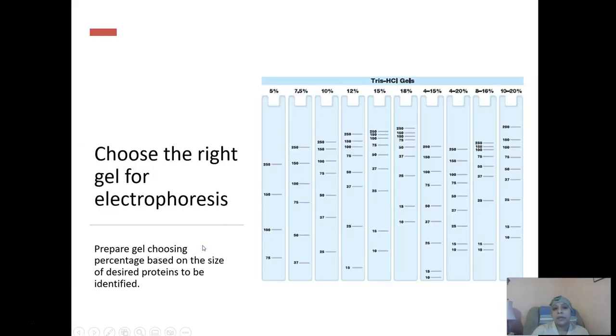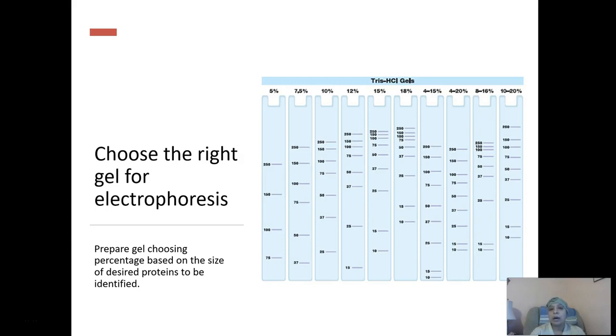The second part of this is to choose the right gel for electrophoresis. We talked about this last time when we were running the SDS-PAGE gel. If we have larger proteins, we want to run a lower concentration. If we have smaller proteins, we want to run a higher concentration of polyacrylamide.